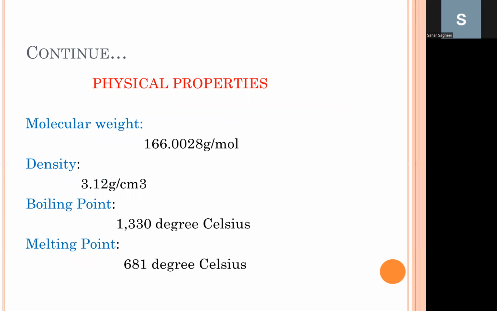And its physical properties include its molecular weight, density, boiling point, and melting point. So the molecular weight of potassium iodide is 166.0028 gram per mole. Density is 3.12 gram per centimeter cube. The boiling point of potassium iodide is 1330 degrees Celsius and its melting point is 681 degrees Celsius.